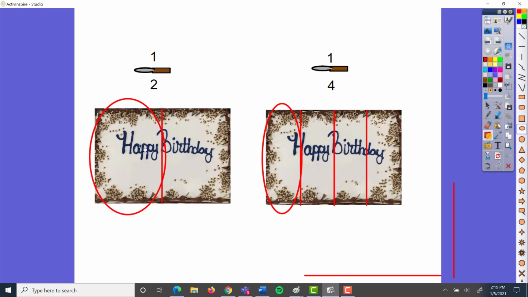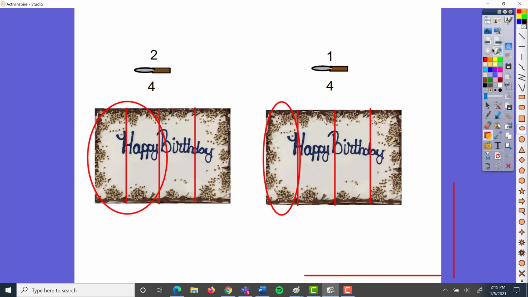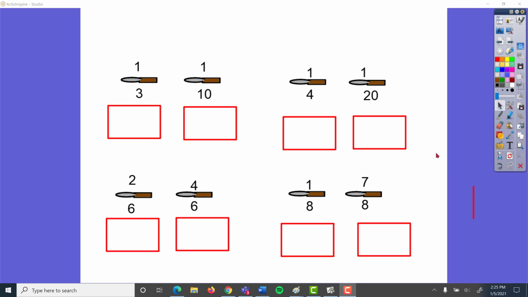Again, the number on the bottom is how many people I have to share it with. The more people I have to share it with, the smaller my slice is going to be. The fewer people I share it with, the bigger my slice is going to be. On the other hand, if I cut my cake into the same number of slices and I get more of those slices, then I had a bigger piece. Does that make sense? So let's practice.